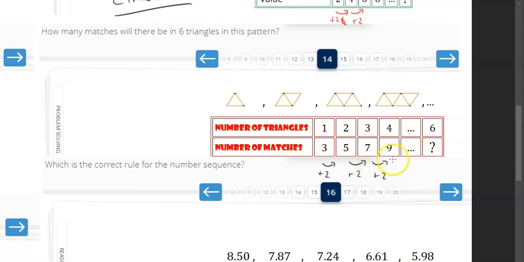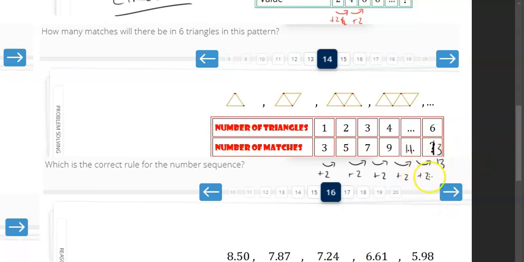So again, we can just keep going. We can just add 2 plus 2 to get 11, and then add another 2 to get 13. So we know that the number of matchsticks required will be 13 in order to make 6 triangles. But what happens if they give you a question where the number of triangles is 30? How many matchsticks? Well, we can obviously keep adding 2, adding 2, adding 2 until we get to 30, but again, this process is tiresome.